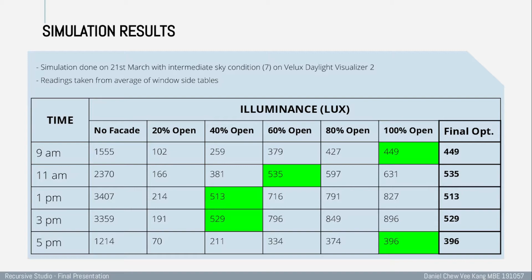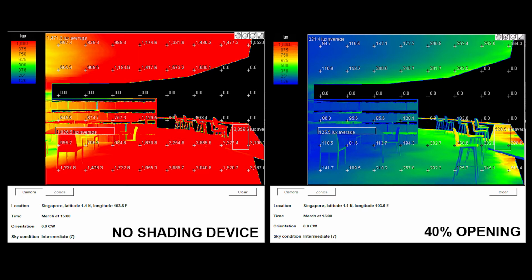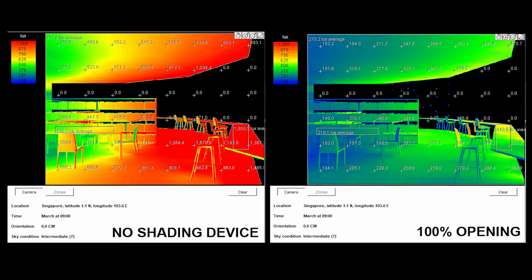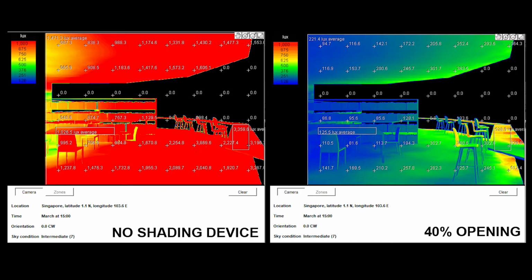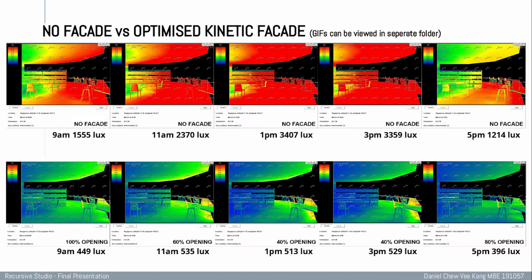From these results, you may observe that if there is no facade, the illuminance level ranges from 1200 all the way up to 3400. By having these different percentages of openings, the facade is able to control the amount of illuminance on the interior of the building. From the input illuminance level, a computer program will pick the best amount of opening to achieve the 500 lux required for the usage. The GIFs have been attached in a separate folder.